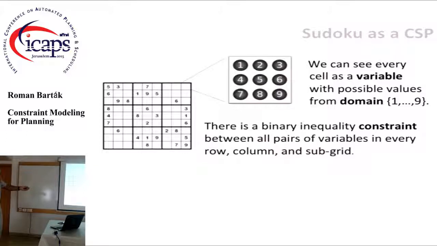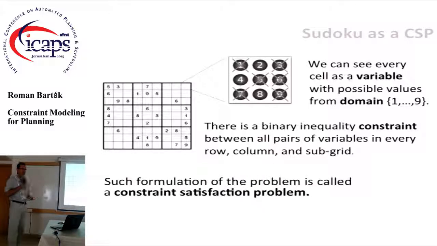So if you look at the first row, 5, 3, 7 is there, so we can remove these values from the domain of that variable, and we can do the same with the column. So this is basically how we are solving Sudoku, by removing infeasible alternatives, and this is basically what a CSP is. So Sudoku is a specific example of a CSP.